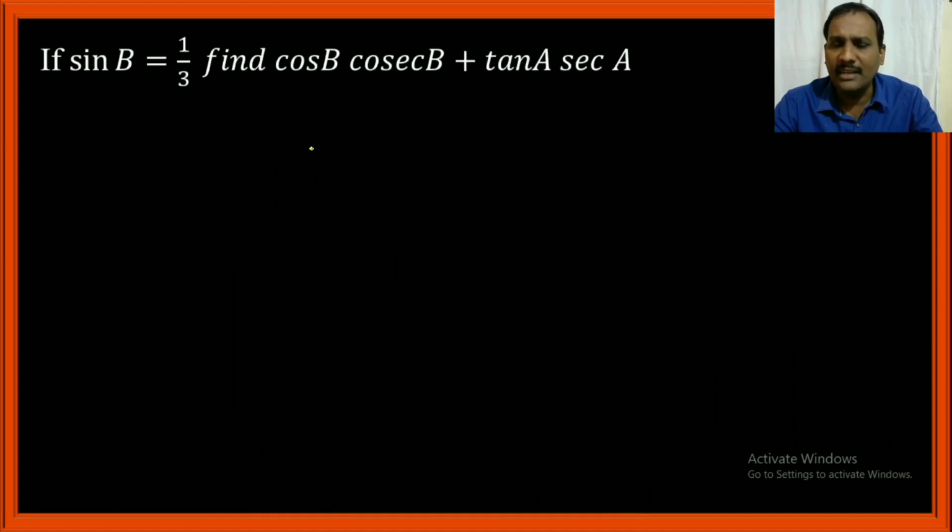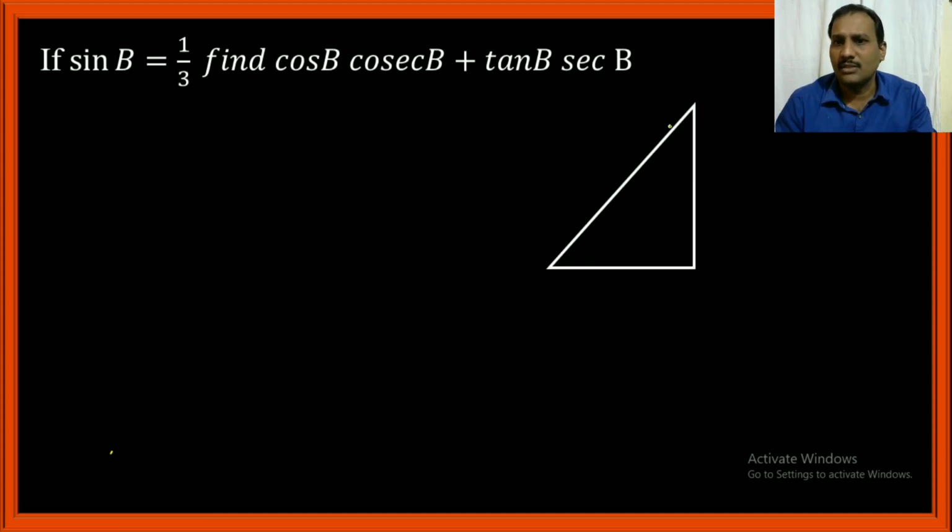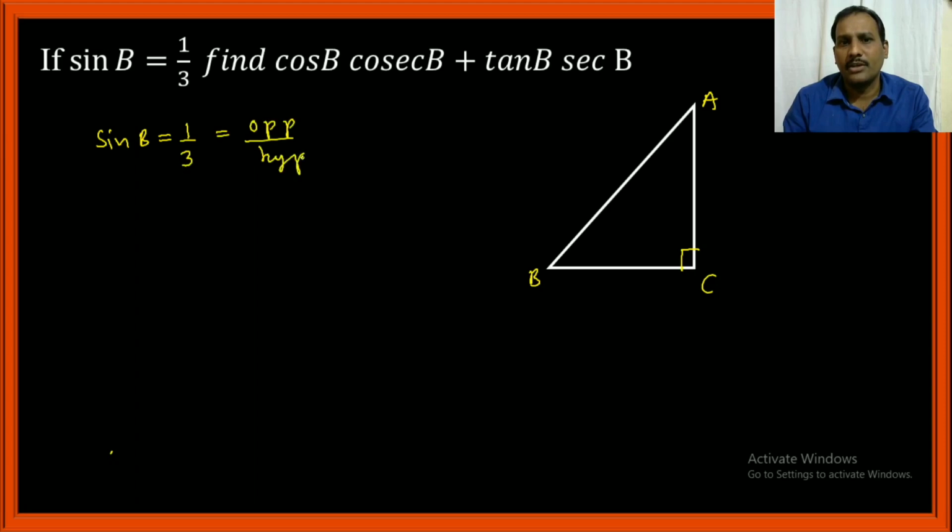If sin b is equal to 1 by 3, find cos b into cosecant b plus tan b into secant b. So take a triangle as usual. Let us consider this as A, B, C, right angle. Now we have to find sin b. Given that sin b is equal to 1 by 3. So that is defined as opposite by hypotenuse.